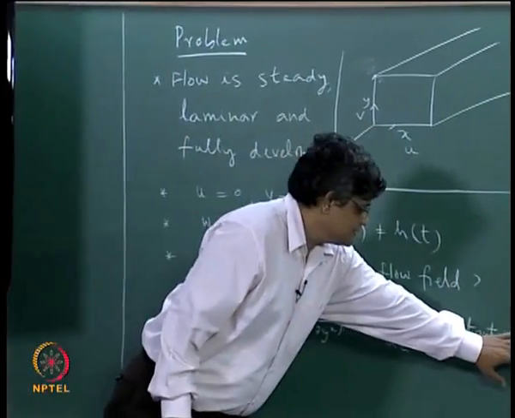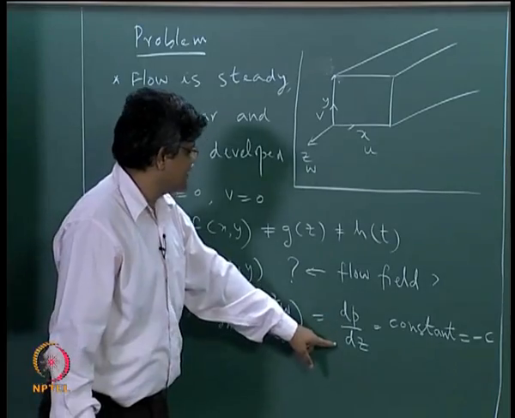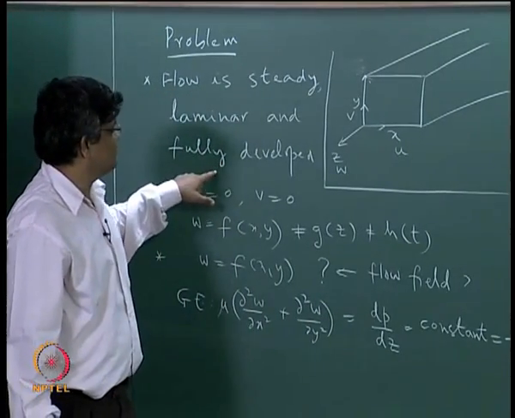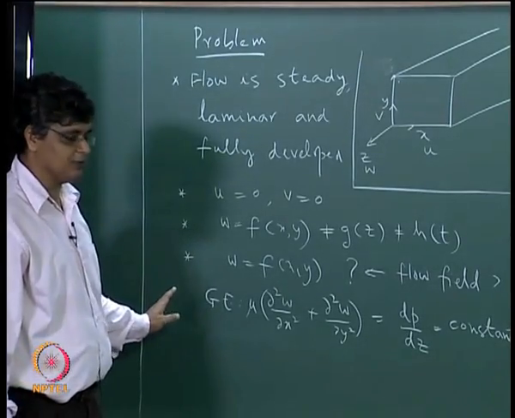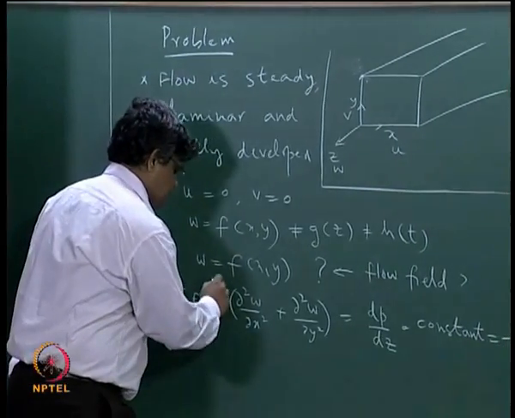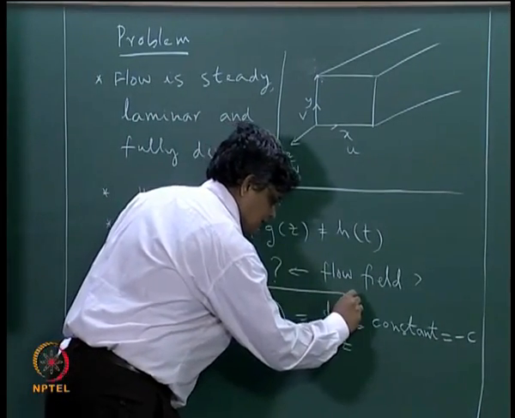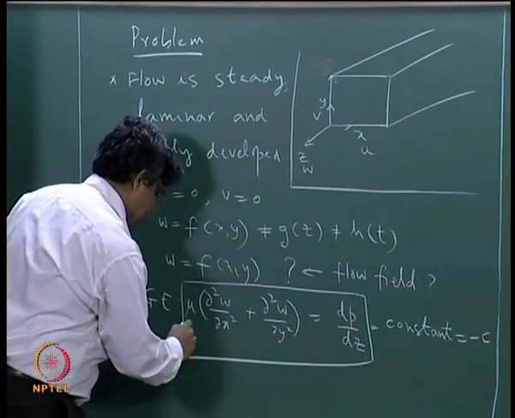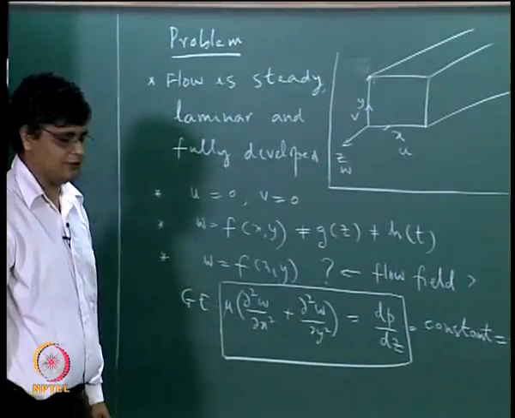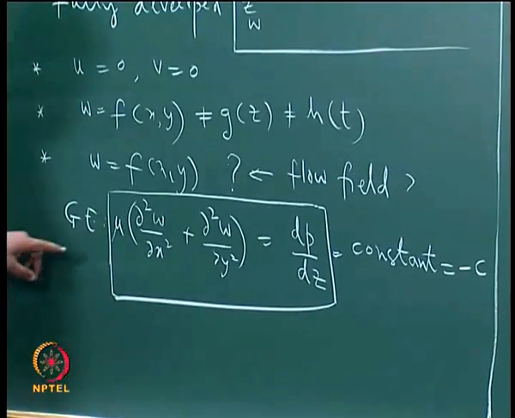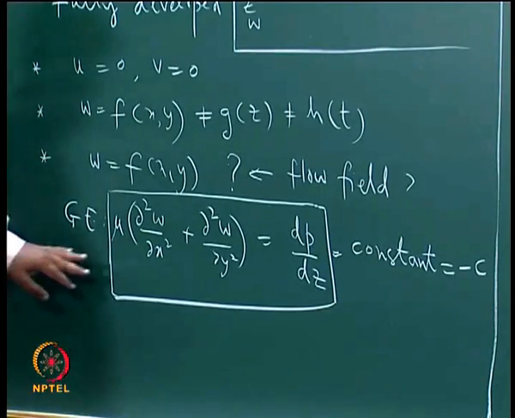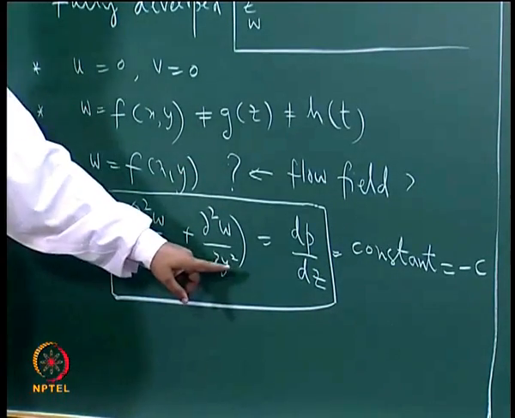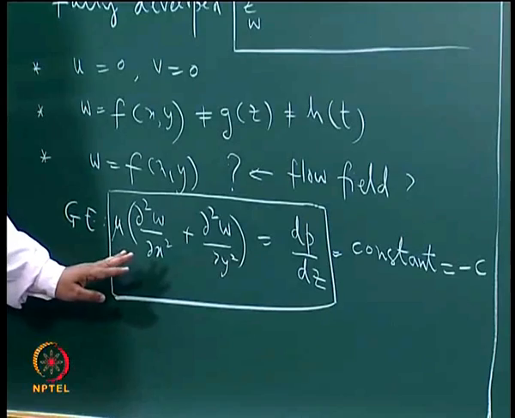So c is a constant, and the pressure gradient is constant because it is a fully developed steady flow in the rectangular duct. Right now we do not have to worry about where this equation has come from. We only say that this is a governing equation, and we can see it is a partial differential equation, so this requires boundary conditions. Since the flow is steady, there is no time derivative, so it does not require initial conditions.